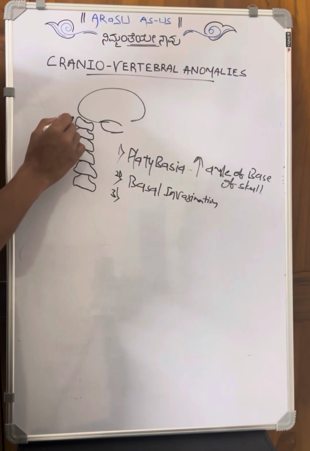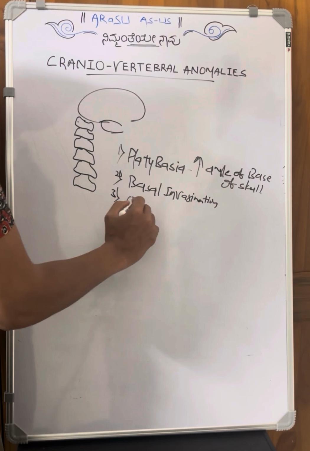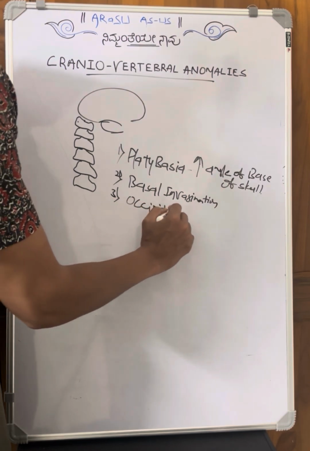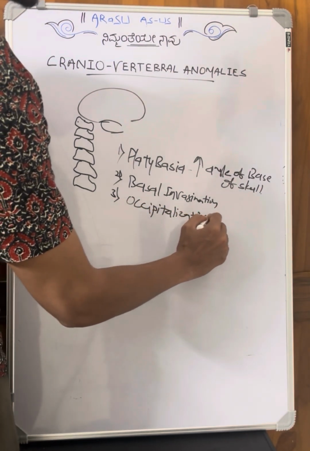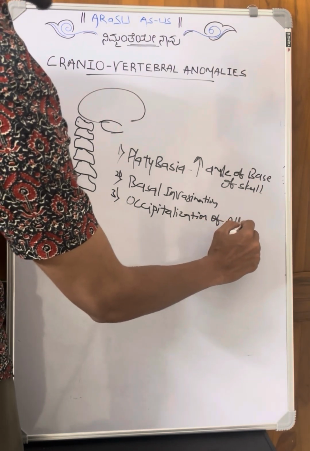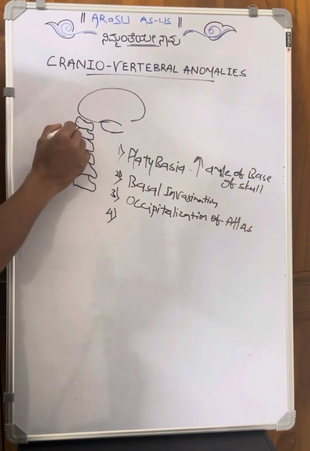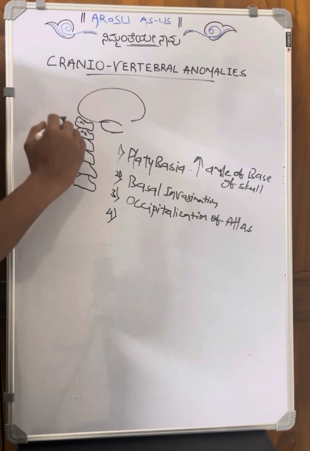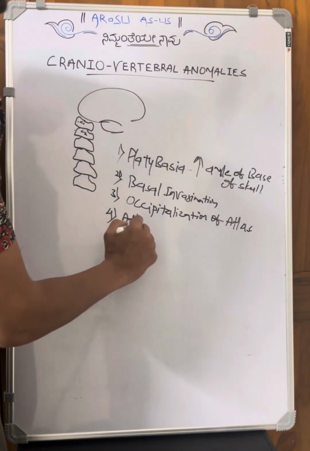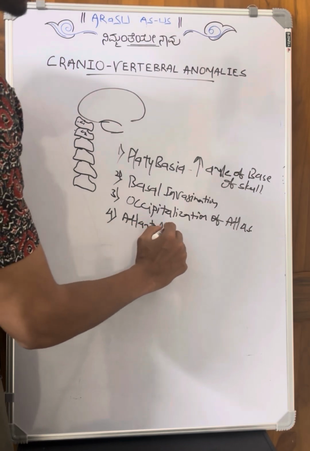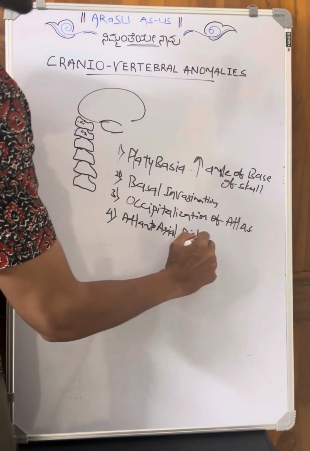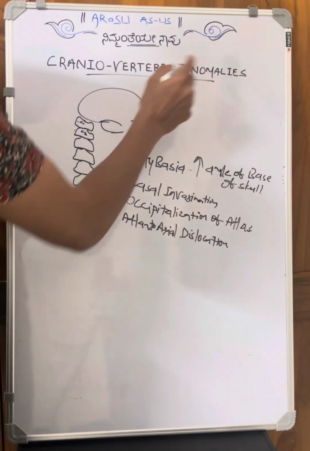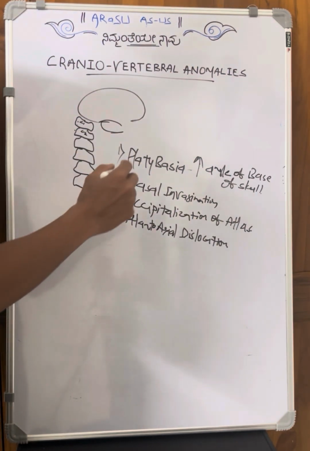Third one, we can consider occipitalization of the atlas, that is the first cervical vertebra. Fourth one, both C1 and C2, the first cervical vertebra and second cervical vertebra, also called atlas and axis, will get dislocated. So atlanto-axial dislocation can lead to craniovertebral anomalies.